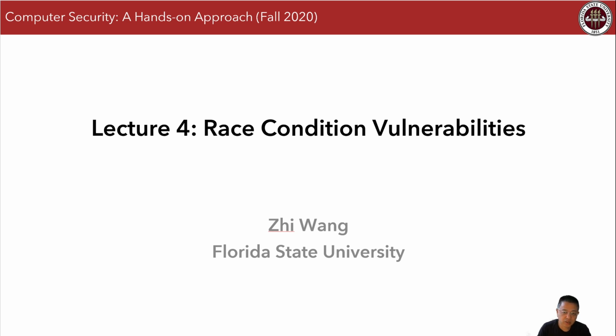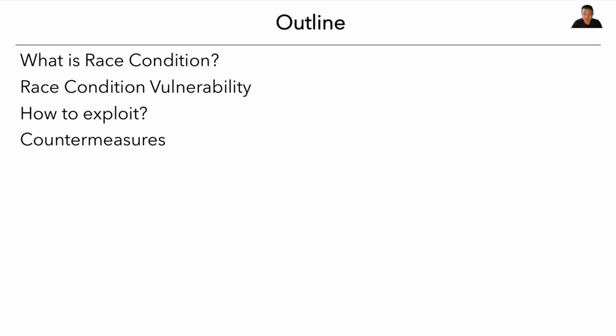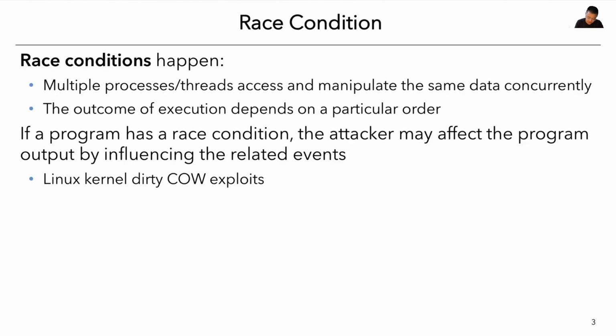Okay, today we're going to talk about race condition vulnerabilities. So this is the outline of today's lecture. What is a race condition and a race condition vulnerability, how to exploit race conditions, and the countermeasures. A race condition happens when multiple processes or threads access and manipulate the same data concurrently.